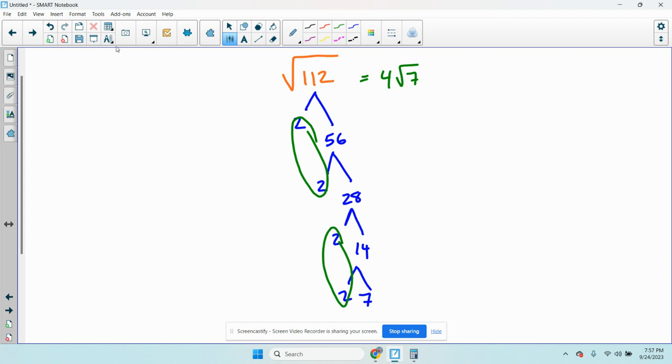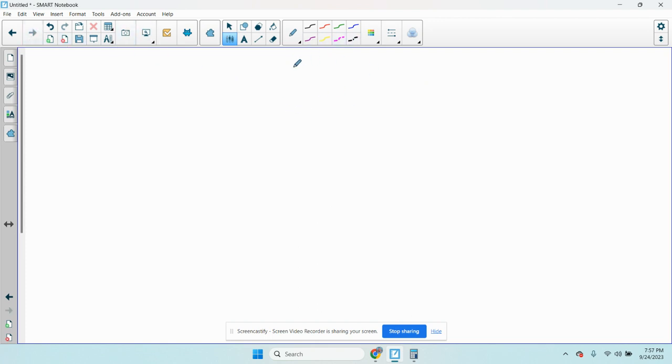Let me think of one more that's a little different. Let's say I did the square root of negative 189. Let's try that. Okay, so the negative is going to come out, so my result's just going to have a negative in front of the square root. So you can kind of disregard that now.